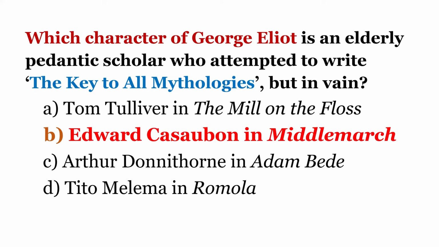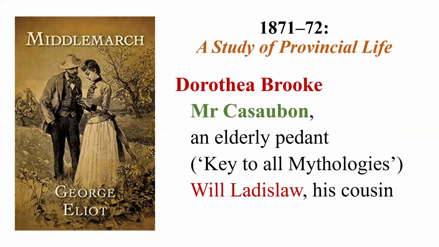What you can do, you can also note down the major characters in The Mill on the Floss. We have Tom Tulliver. In Adam Bede, we have Arthur Donnithorne. Romola is a historical novel by George Eliot. We have Tito. Let me know in the comment section which country the historical novel Romola is set in. So we have Middlemarch. The major character is Dorothea Brooke.